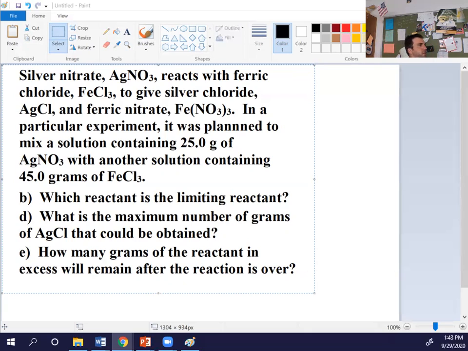Silver nitrate reacts with ferric chloride to give silver chloride and ferric nitrate. In a particular experiment, it was planned to mix a solution containing 25.0 grams of silver nitrate with another solution containing 45 grams of iron chloride or ferric chloride.